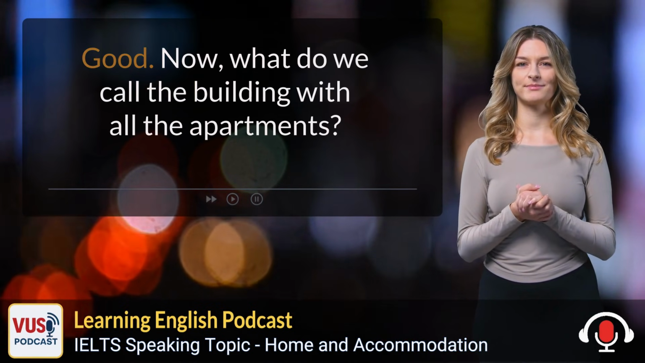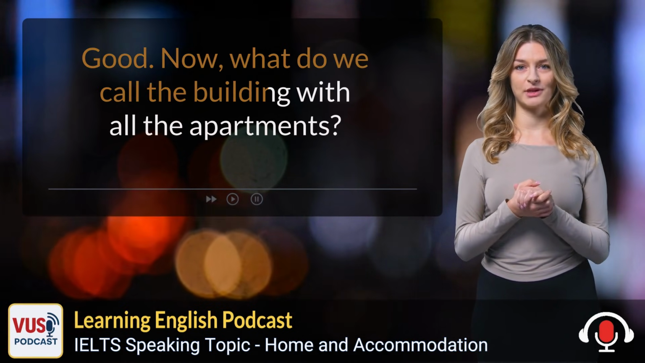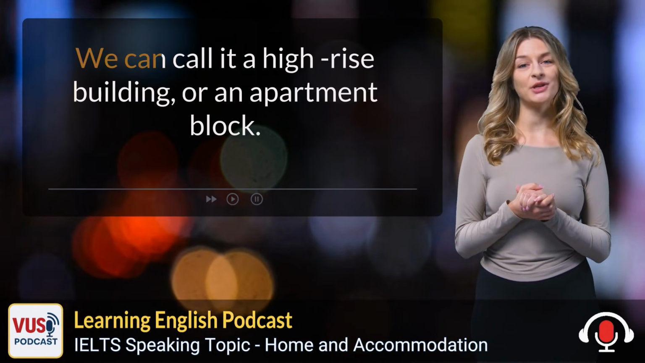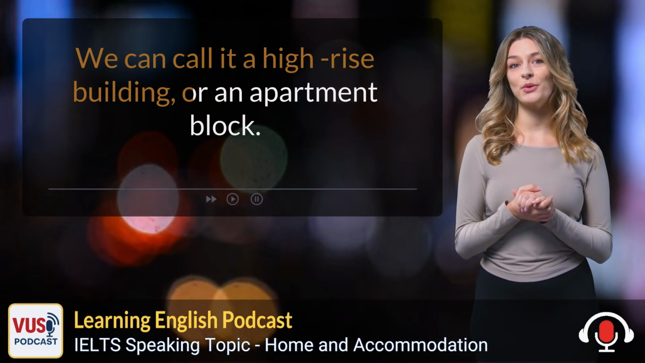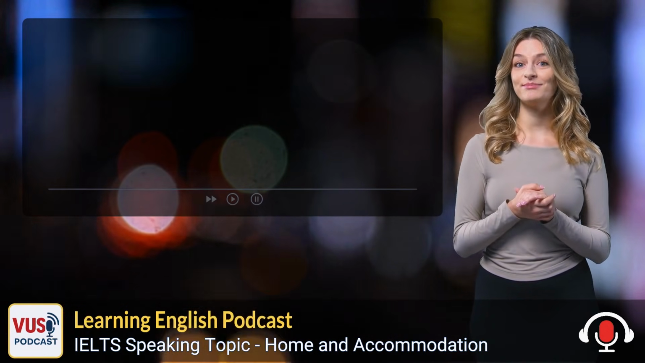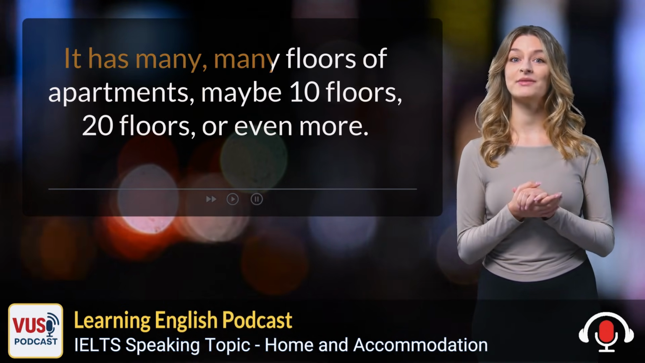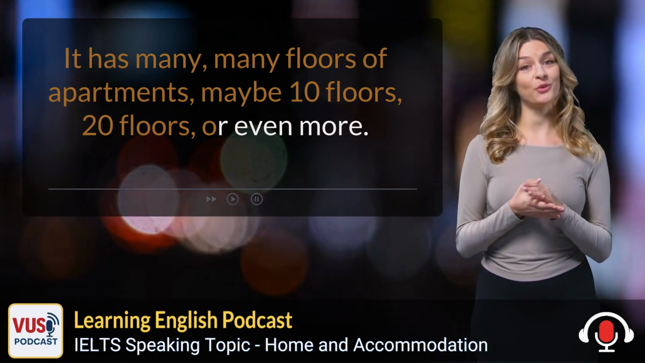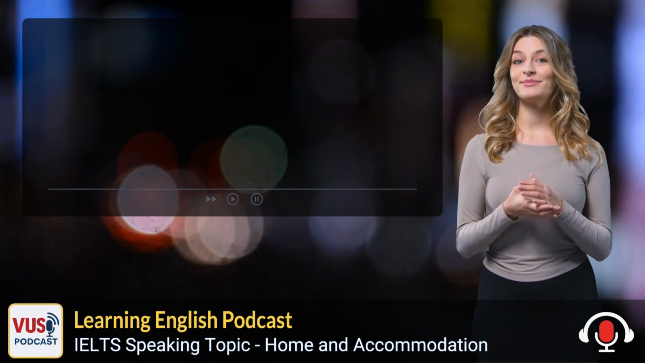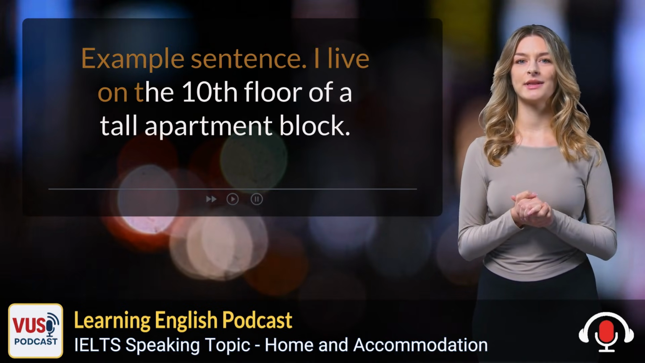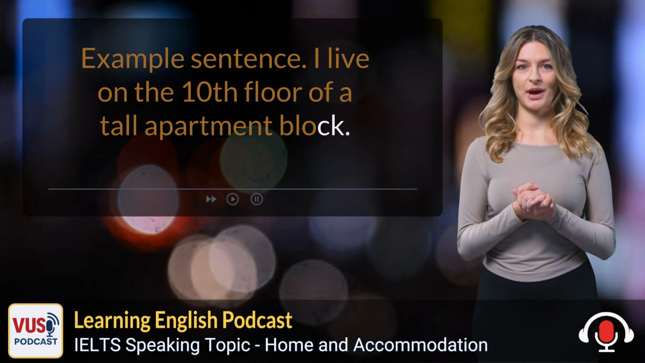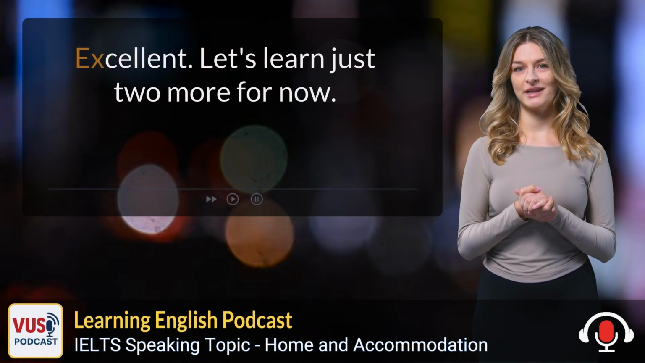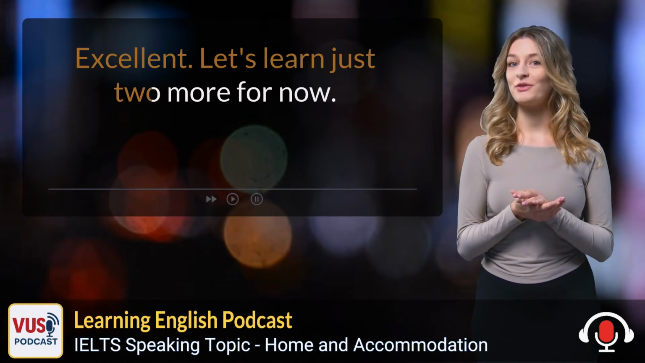Good. Now, what do we call the building with all the apartments? We can call it a high-rise building or an apartment block. This is a tall, modern building. It has many, many floors of apartments, maybe 10 floors, 20 floors, or even more. Example sentence: I live on the 10th floor of a tall apartment block. Excellent. Let's learn just two more for now.